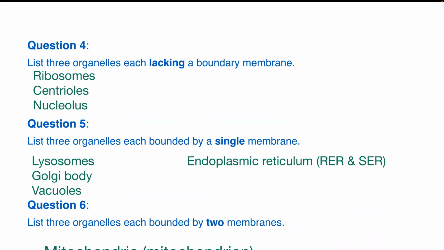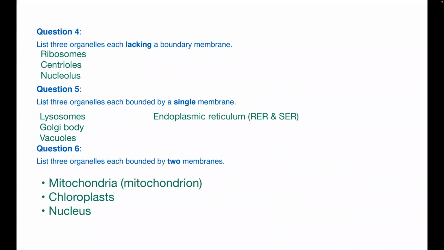Single membrane bound organelles are here. And double membrane only: mitochondria, chloroplast and nucleus. Does the nuclear envelope count? Yes, the nucleus is bound by a double layer membrane.